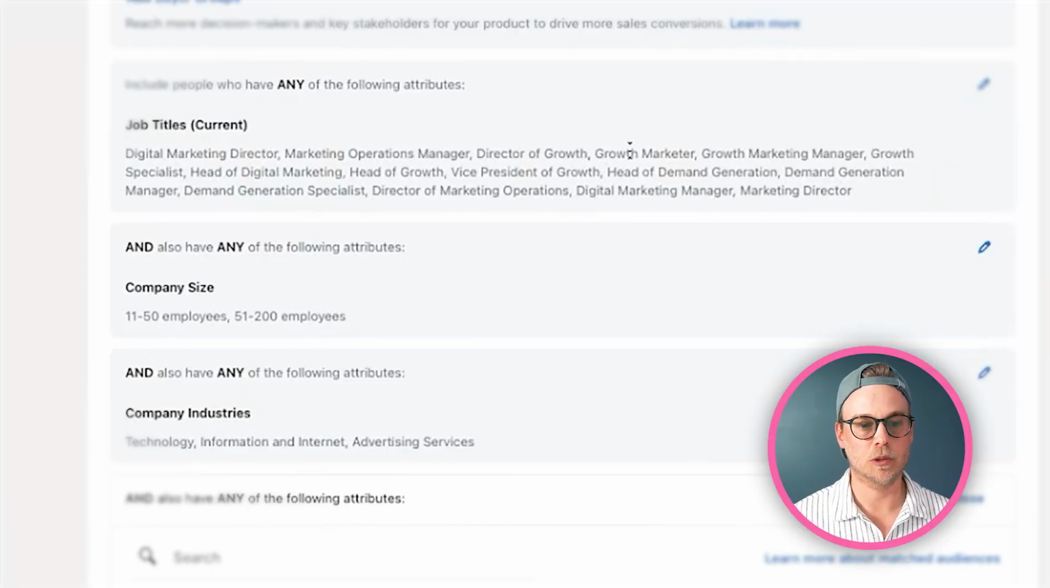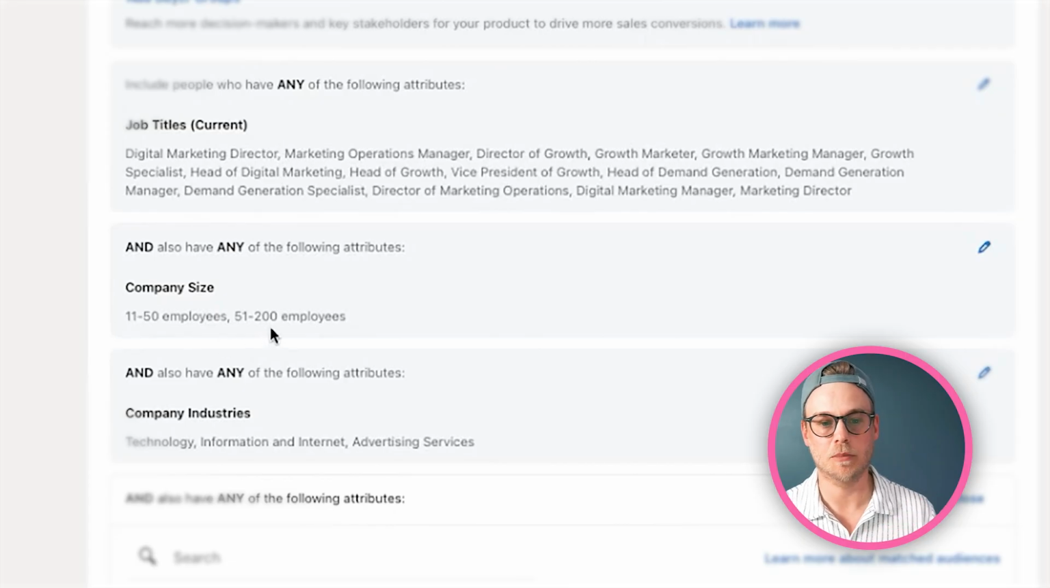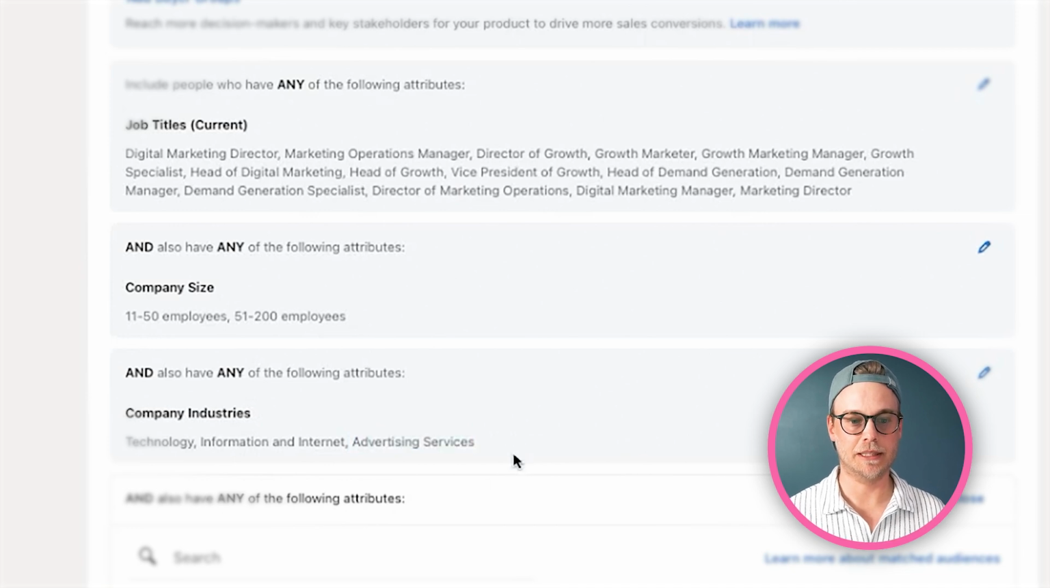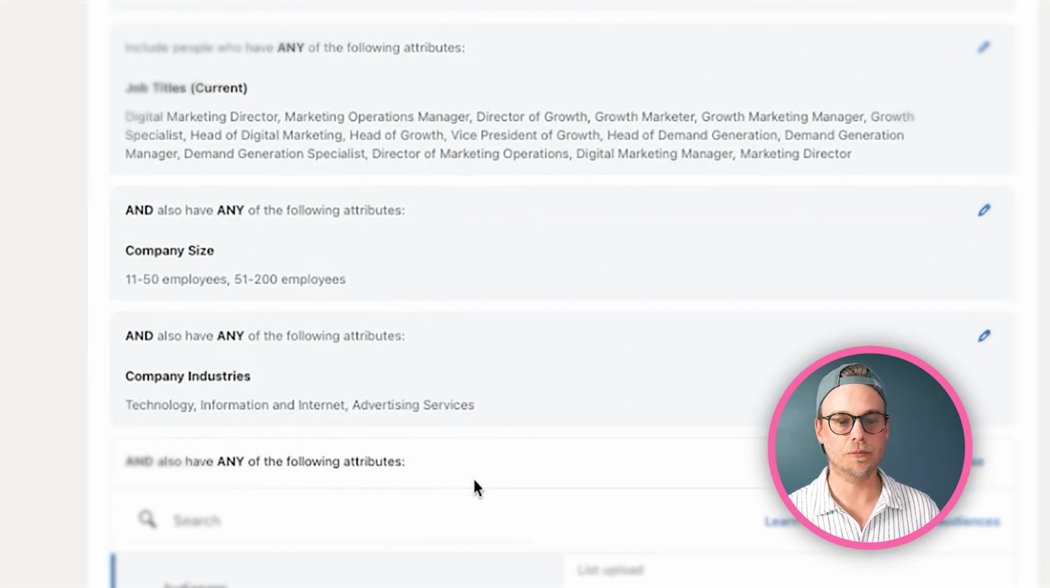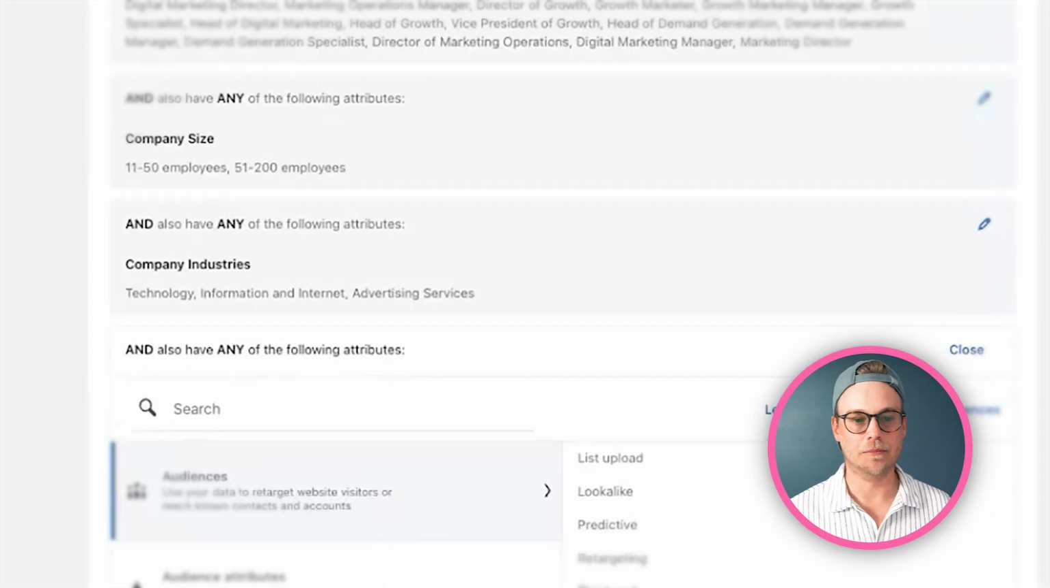So we're targeting quite niche roles in a way, I would say. Everything coming to growth, digital marketing, demand gen, marketing ops, and so on, from 11 to 200 employees, because we know that they are most likely to buy us. Technology, information, etc. So that's basically tech companies, and then the agencies, right?